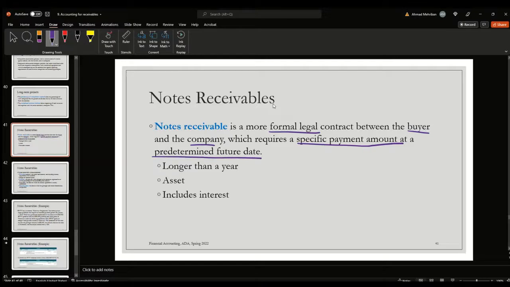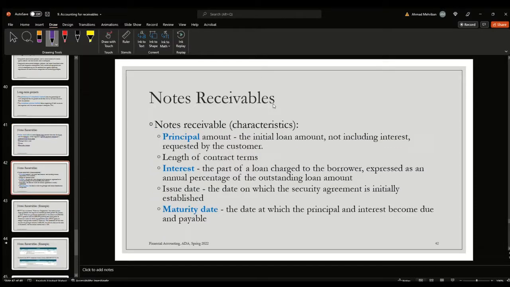Here it says that it has a longer than a year period. It's true that it can be longer than a year, but it can also be less than a year. It is an asset and it includes interest. Probably the interest part is what differentiates it from accounts receivable. Notes receivable has certain characteristics, and you should have a general understanding of them.